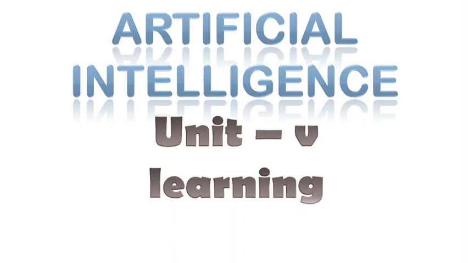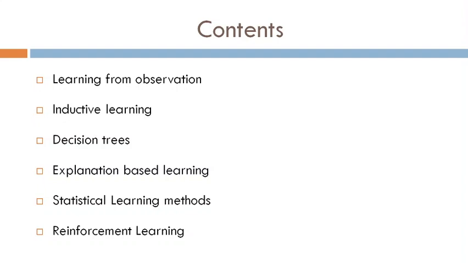Okay, we are discussing Unit 5 learning concepts. In previous videos, we completed these topics: learning from observations, inductive learning, decision trees, and explanation based learning. All these four topics are completed. Statistical learning we'll discuss later. And coming to the next one, reinforcement learning.